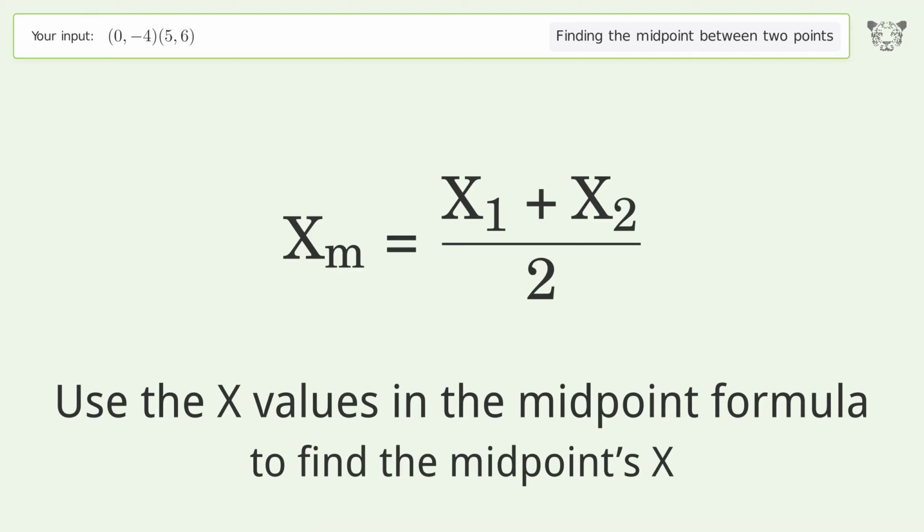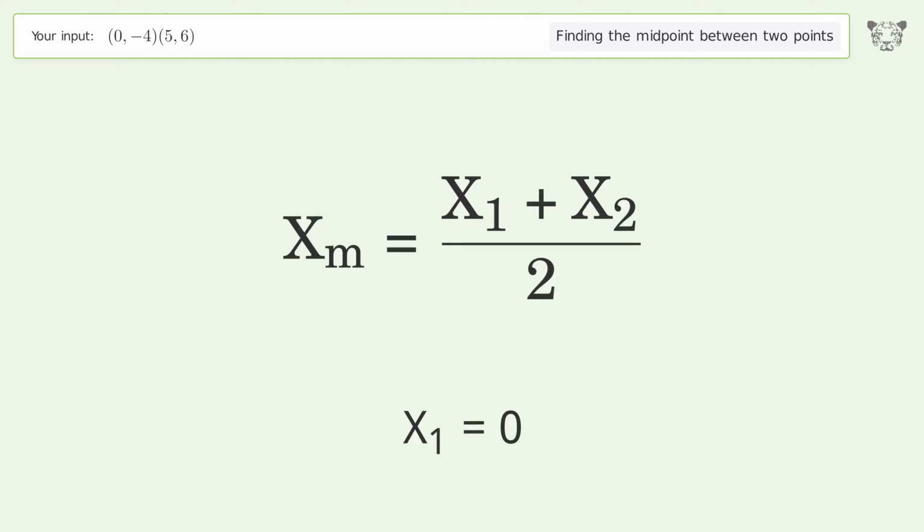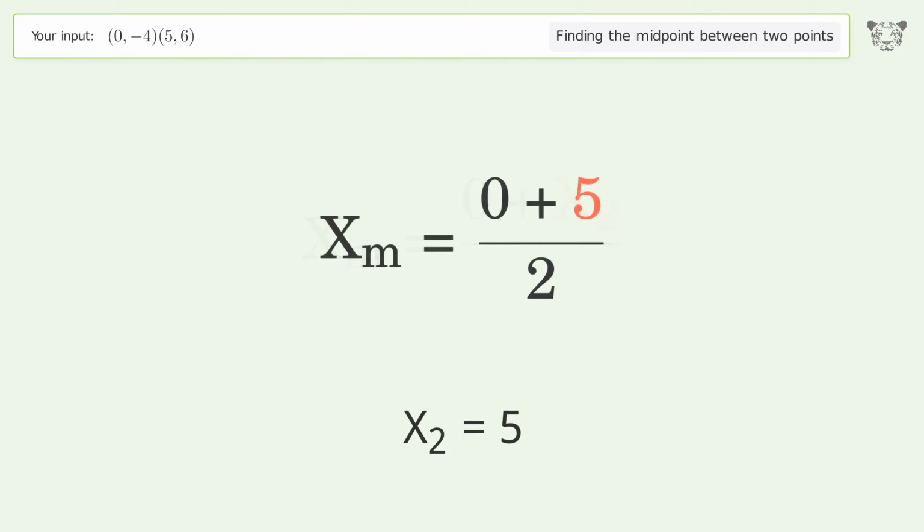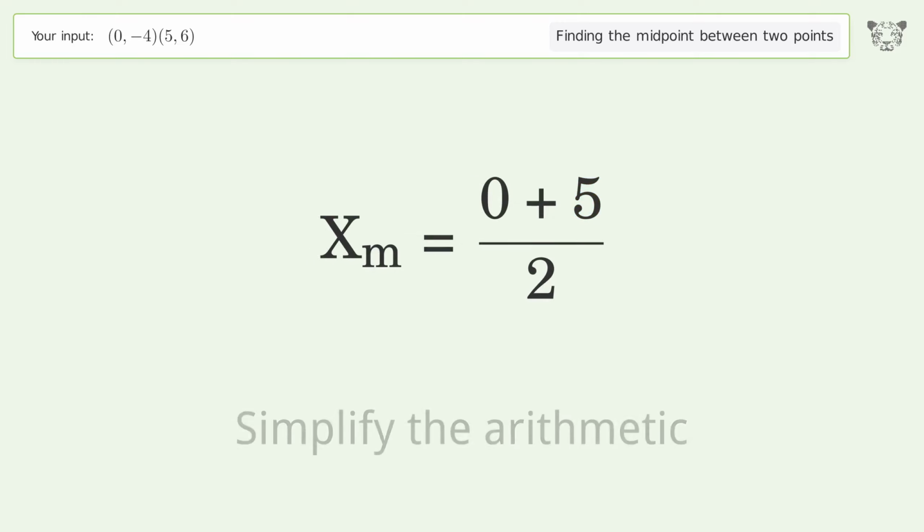Use the x values in the midpoint formula to find the midpoint's x. x1 equals 0. x2 equals 5. Simplify the arithmetic.